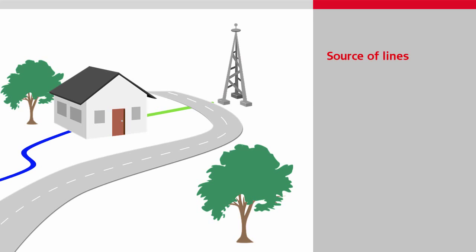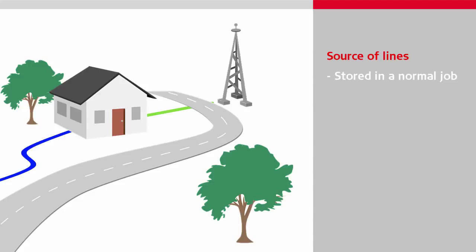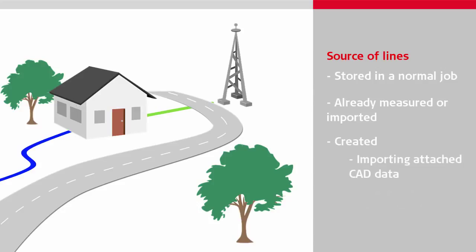Let's take a look at where our line might come from. As mentioned in the Staking to a Line overview video, the line can simply be a line between 2 points or a polyline with multiple points and segments, which can be made up of straights and arcs. To be used in the Stake to Line app, the line must exist in the job. Either the line already exists in a job, for example, it was already measured or imported, or it will need to be created, for example, by importing attached CAD data or creating a new line between existing points.